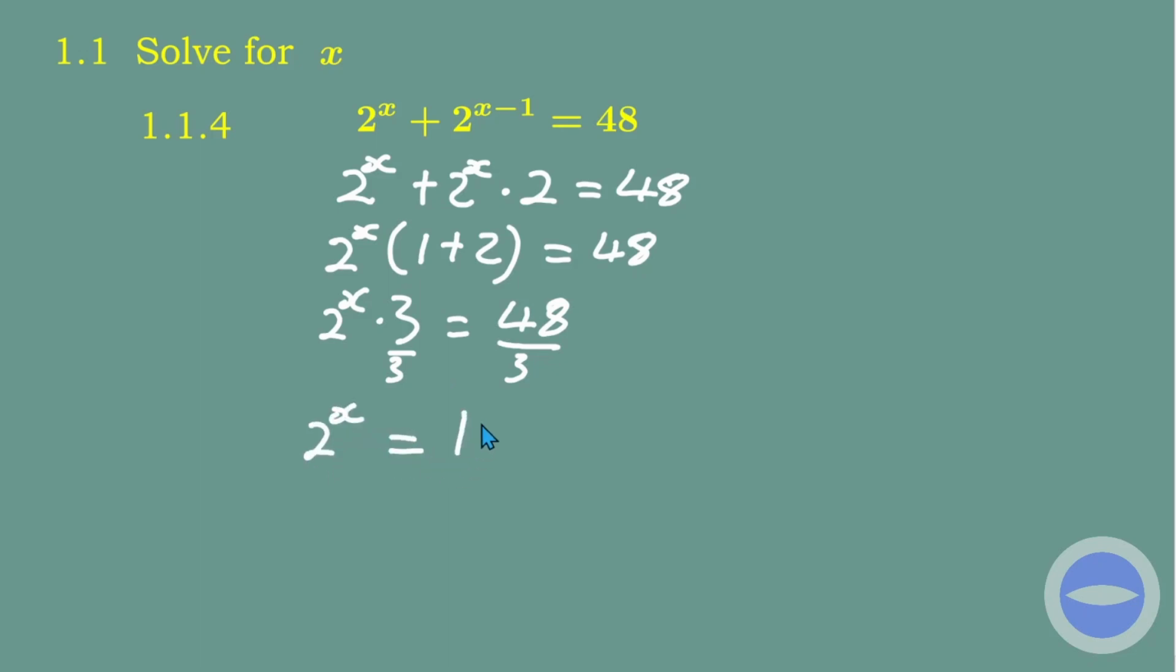So here I have 16, and again 2 exponent x. 16 is the same as 2 exponent 4. So now we have equal bases on both sides. If the bases are equal, the exponents are also equal. Therefore x equals 4. So here we have solved: x equals 4. Then going forward.